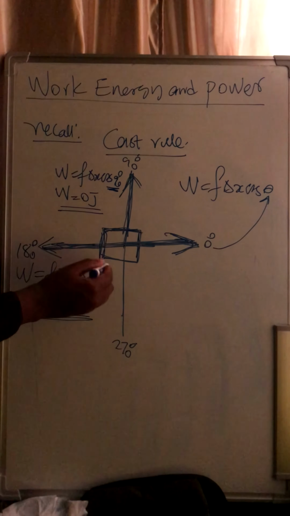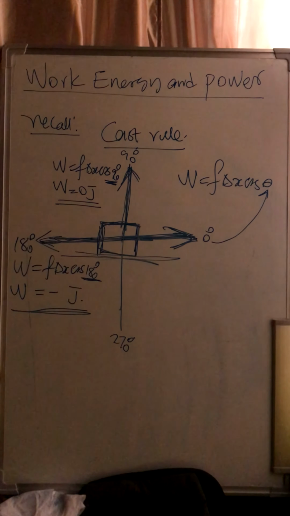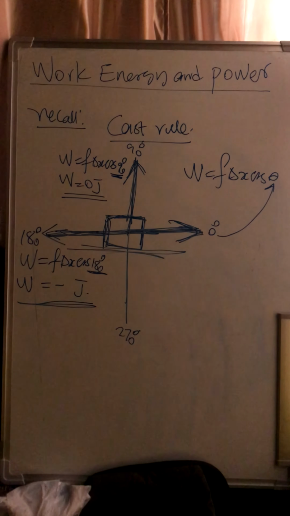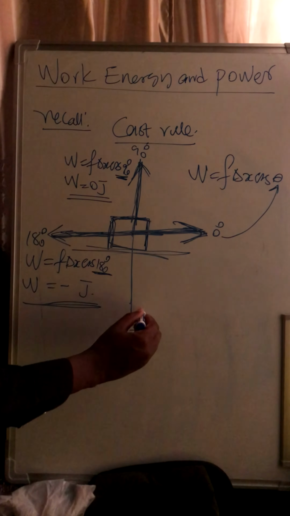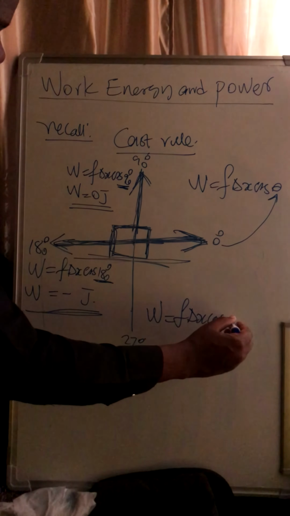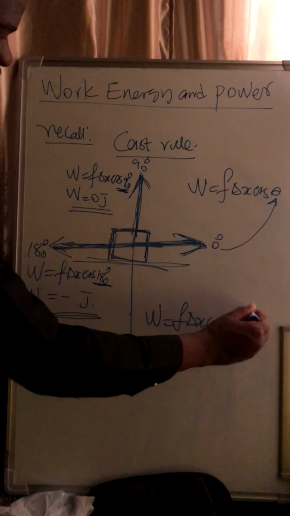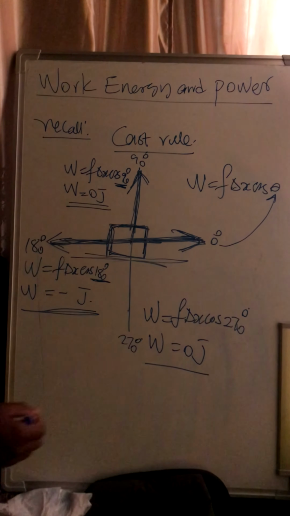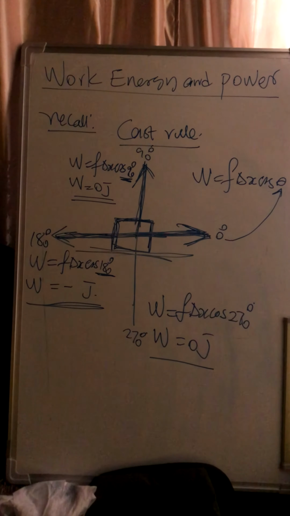Now let's check the work done by the force which is going down. Work done by gravity. You see, what about work done by gravity? So you'll say W is equal to F change in X cos 270 degrees. When you press a calculator, you will get what? 0, because cos 270 is 0.